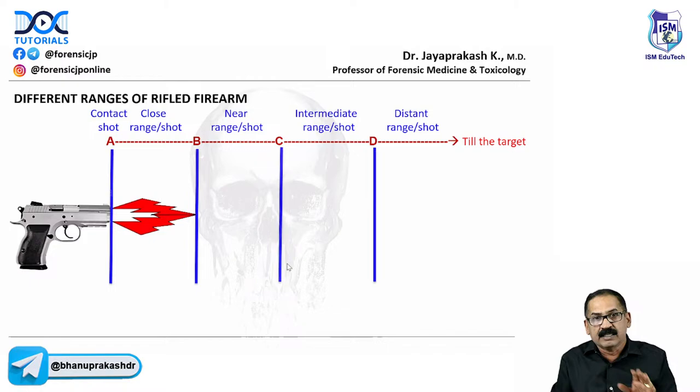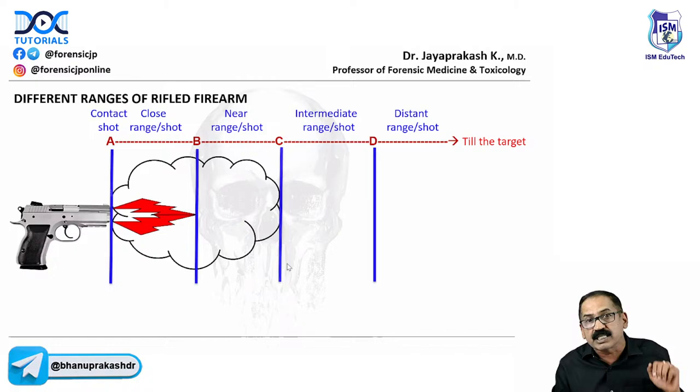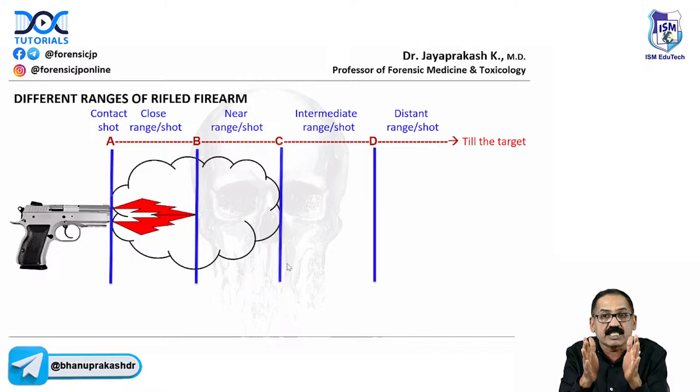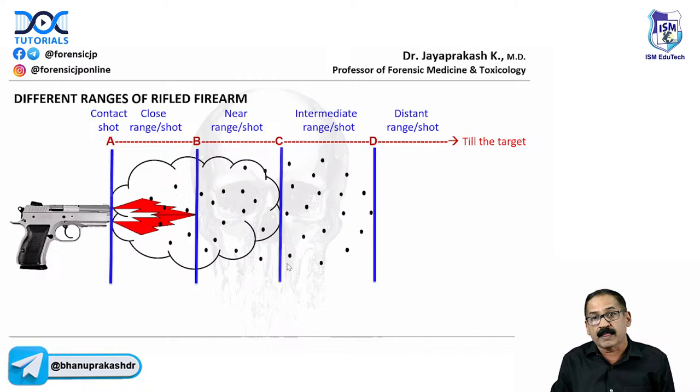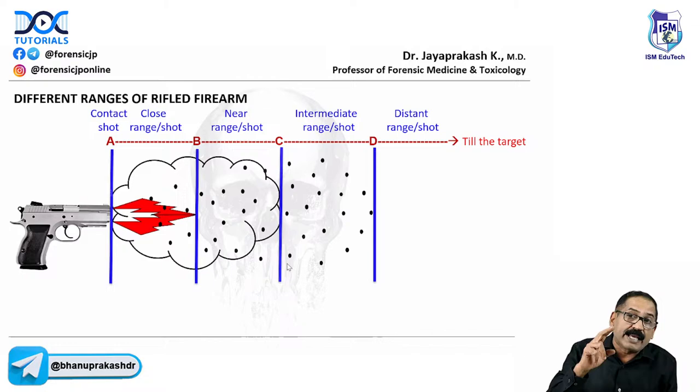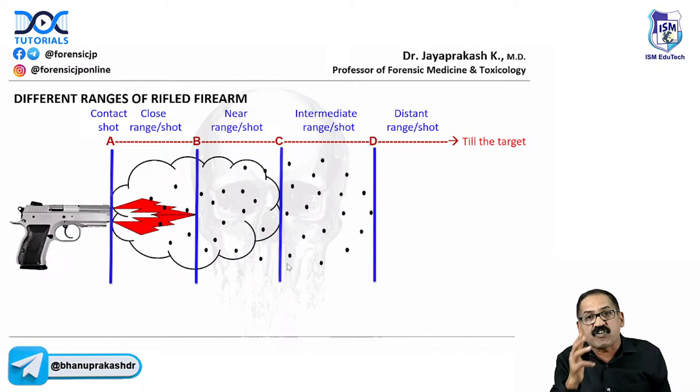Number three, near shot or near range. Near range means the victim is away from the reach of the flame, but within the reach of the soot and smoke, that is between B and C. Number four, intermediate range. Intermediate range means the victim is beyond the reach of the smoke and soot, but within the reach of partially burnt and unburnt powder particles. And finally, distant range. Distant range means the victim is away from the reach of all other products of firing except the bullet.